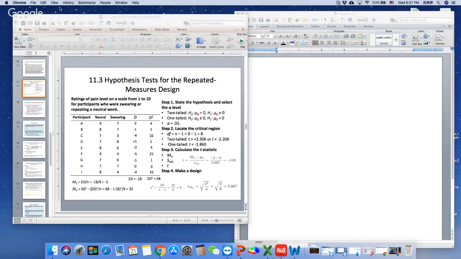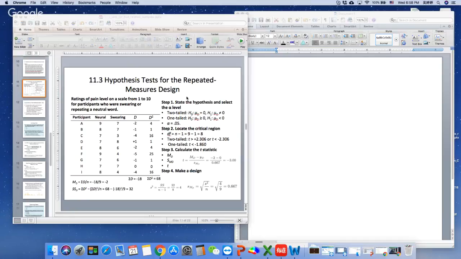So today we are going to finish chapter 11, the chapter for the paired t-test. After that, we are going to have a review of all of the z-test and the t-test as a summary.